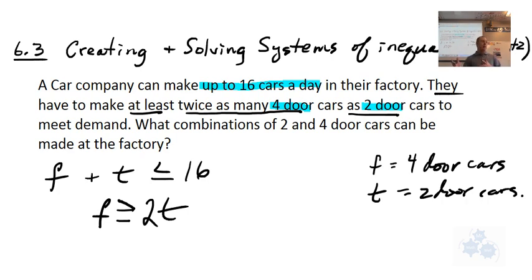Okay, do you agree with that? Does that look right? Do you have any questions about that? So the number of four-door cars is going to be equal to or greater than double the number of two-door cars. That's what this sentence says: at least twice as many four-door cars as two-door cars. So there's our two inequalities. We're going to set those up, graph those, and then see where our feasible region is.